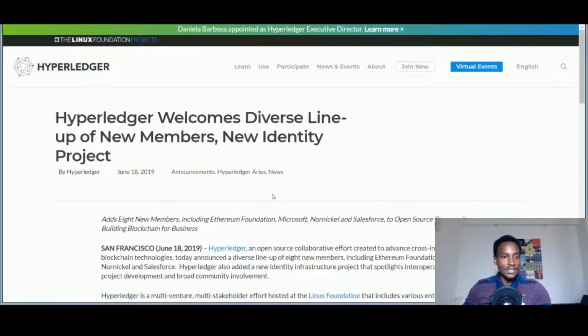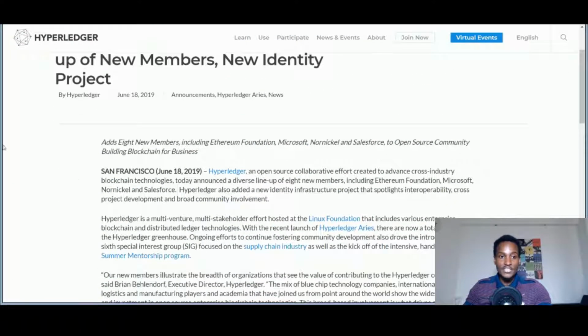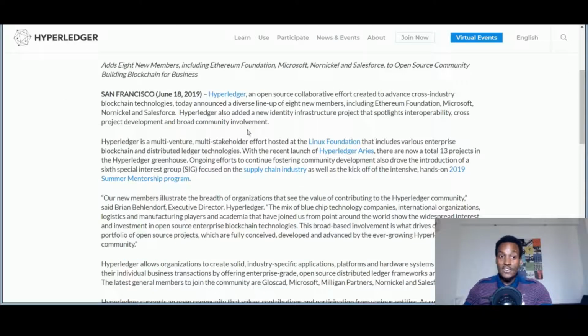We know there are a lot of institutions within the Hyperledger ecosystem. You can see here, Hyperledger welcomes diverse lineup of new members, new identity project. And within here, they actually mention things like Microsoft and so on. So here you can see San Francisco, June 18th, 2019, Hyperledger, an open source collaborative effort created to advance cross-industry blockchain industries, today announced a diversified lineup of 8 new members, including Ethereum Foundation, Microsoft, Nornico, and Salesforce. Hyperledger also added a new identity infrastructure project that spotlights interoperability across project development and broad community involvement.